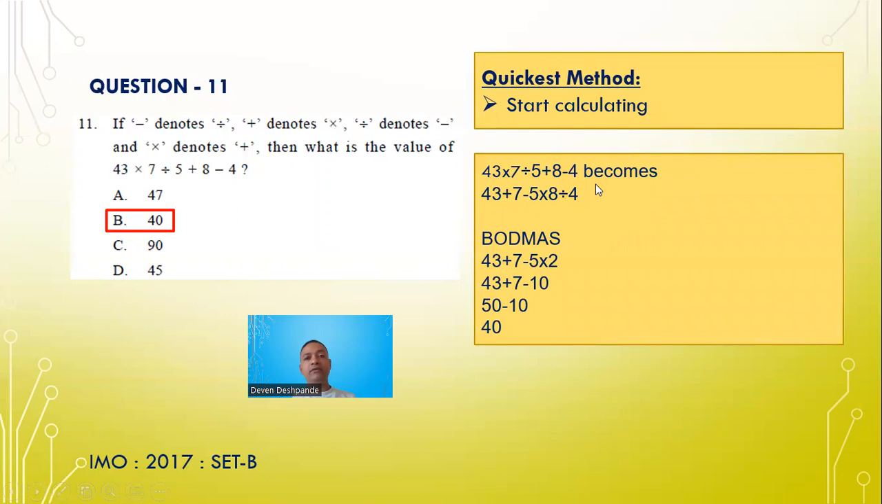When you want to solve this equation, what is the rule? Bracket, order, division, multiplication, addition, subtraction. There is no bracket, there is no order. So first is division: 8 divided by 4 is 2. Then multiplication: 5 into 2 is 10. Then addition: 43 plus 7 is 50. 50 minus 10 is 40. So the correct answer is 40.